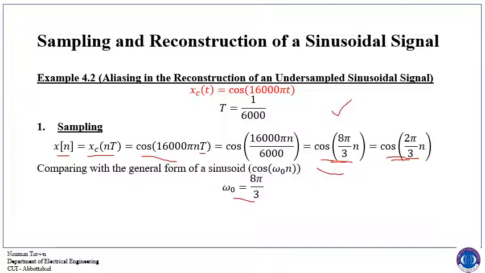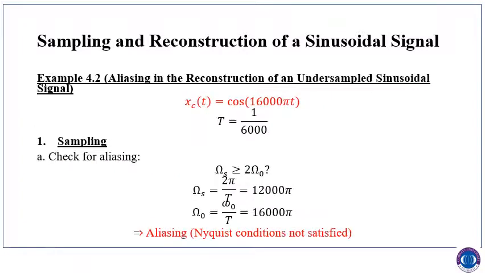So let's move on to the next slide. In this slide we are checking whether we have aliasing, whether the Nyquist criteria is satisfied. So this is the Nyquist criteria.